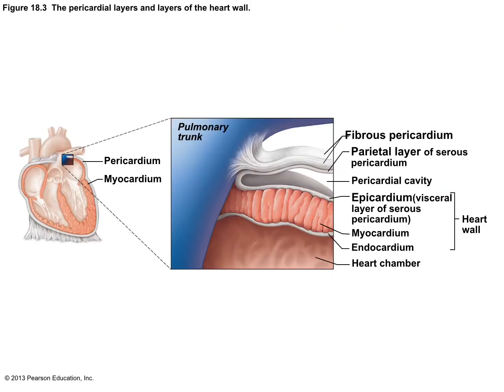We can visualize these structures, or these coverings, going from the outside in, going deep into the heart. We start out with that fibrous pericardium. We go through the parietal layer of the serous pericardium, and then the epicardium, which is that visceral layer, into the muscle layer called myocardium, and then the layer that lines the walls of the heart or the inside of the heart called endocardium. Remember, endo means within, and myo means muscle.